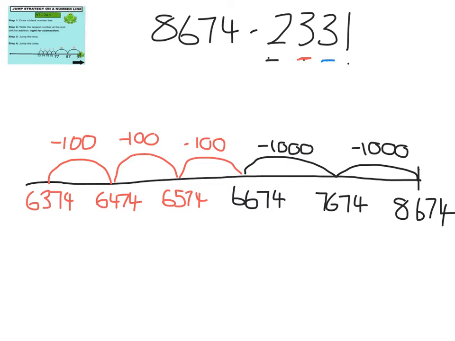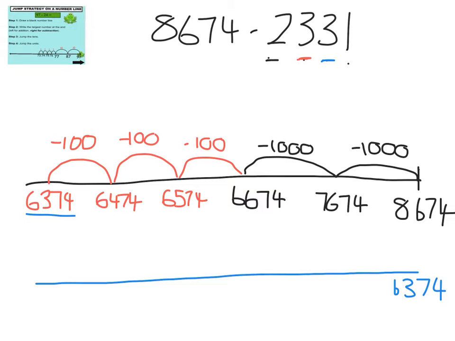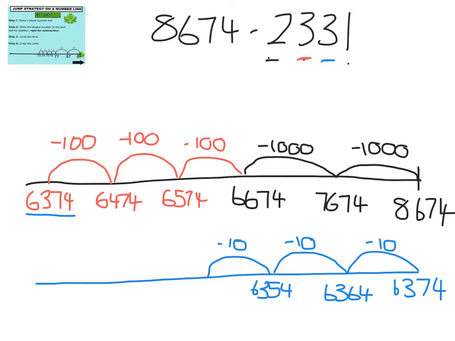Then what I need to do is take away my tens. So I'm going to make another number line under here and put the last number over here. So 6,374. And I'm going to take away 3 tens. So take away 10. So that's going to be 6,364. Then I'm going to take away another 10, which is 6,354. Then I'm going to take away my last 10, which is 6,344.